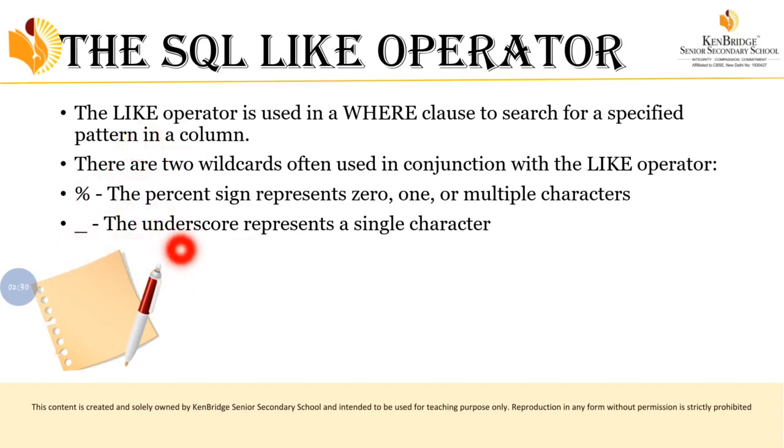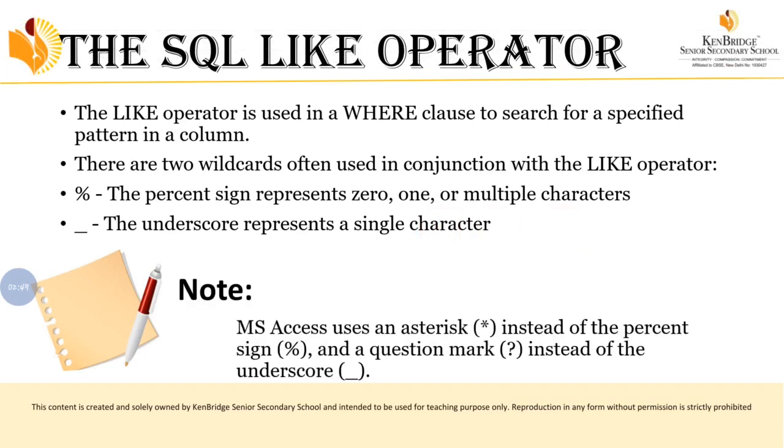And the underscore represents a single character. If it is a percentage sign, it will represent zero, one or multiple characters. But if it is an underscore, it will represent a single character. Okay, so let's see the syntax and example of this LIKE operator.